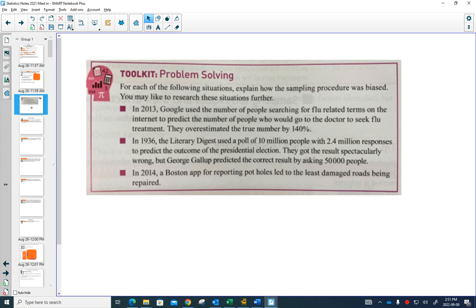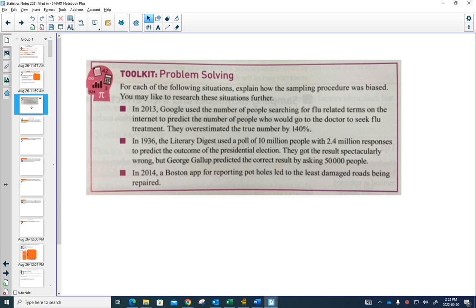So one of the things that we pull up, and this is something from the textbook, one of the units was a mathematical toolkit. That's the unit that I said isn't really a unit. We sort of look at it a little bit here and there. We do it focused for a little bit right before your internal assessment. But here's a situation. For each of the following situations, explain how the sample procedure was biased, and you may like to research these situations further.